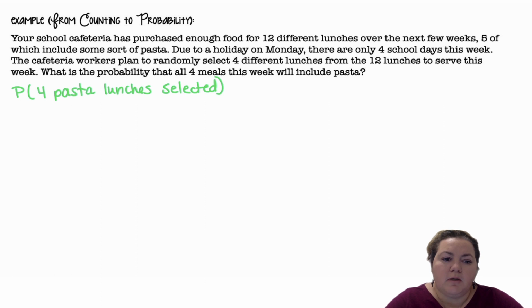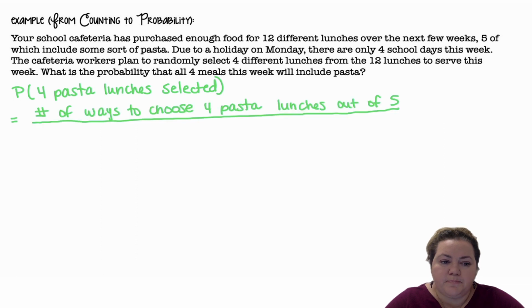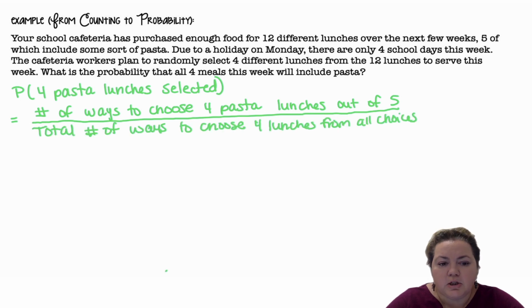All right, so I want to find the probability that all 4 lunches include pasta. So I need to know the number of ways to choose 4 pasta lunches out of 5. There's 5 total lunches that include pasta, so 4 out of 5, divided by the total number of ways to choose 4 lunches from all the choices. Okay, so this would be 5 choose 4, because there's 5 pasta choices and I'm going to choose 4 of them, divided by 12 total choices, and I'm going to choose 4 of them.